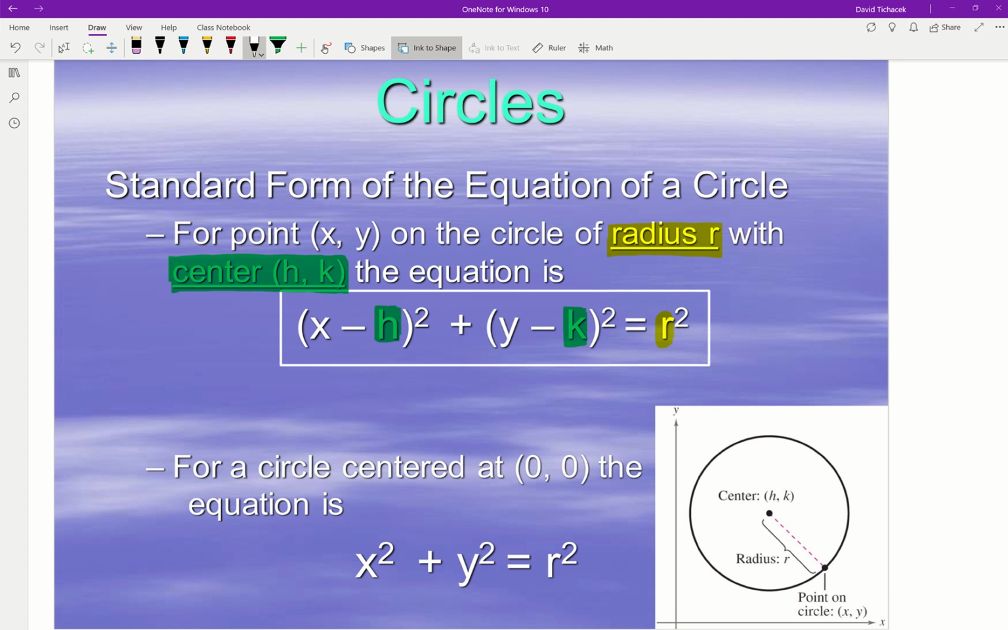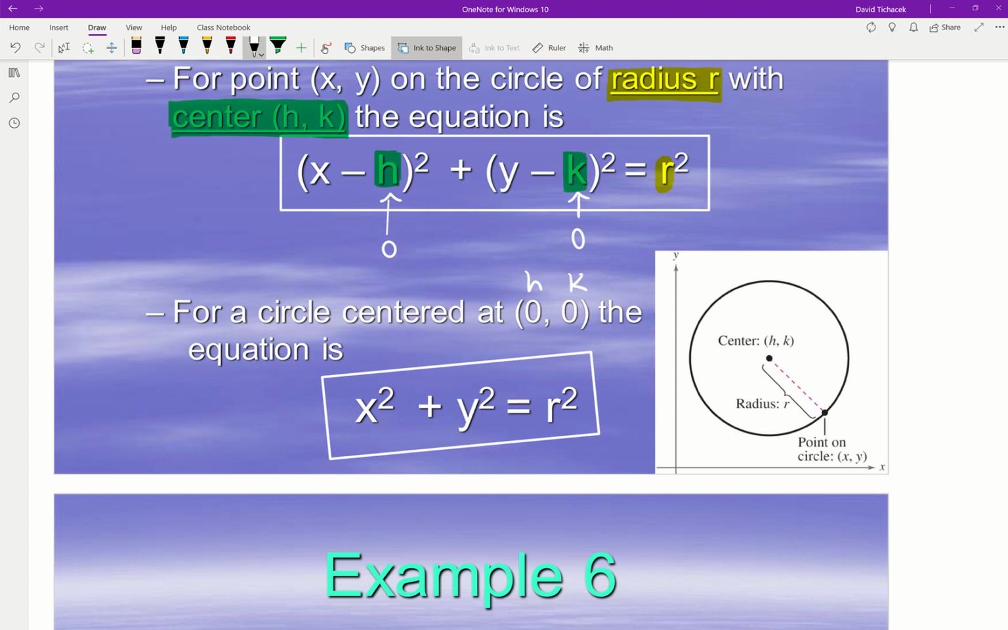The other formula for a circle is just one that specifically has a center at the origin. Remember, that's the coordinates h and k. If you were to plug in 0 for h and k up here, you'll notice that x minus 0 and y minus 0 just turn into x and y respectively, and we would end up here with this equation. So we have a special case whenever we have a circle centered at the origin.